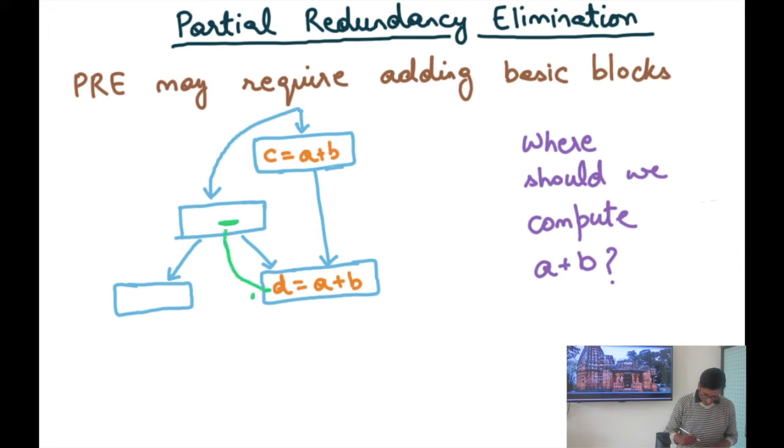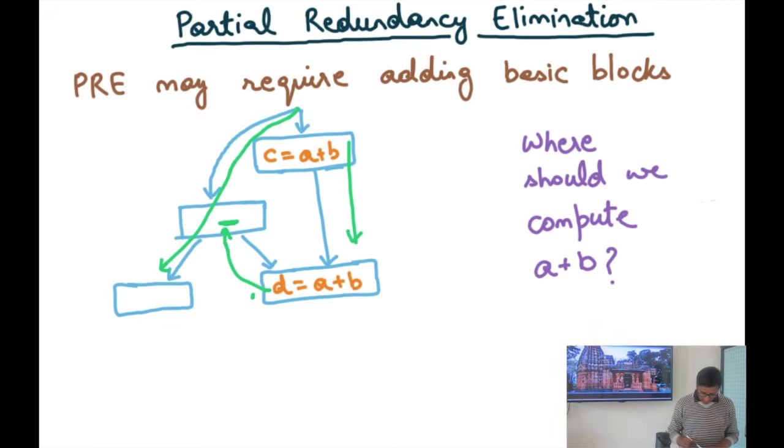So let's say I bring this here, then I have eliminated redundancy on this path, but I have introduced a redundancy on this path, because on this path A plus B was not getting computed, probably it was not even required, and still I have put A plus B computation there. So one of the other things about redundancy is that only those expressions should be computed which are actually required on that particular program path, right?